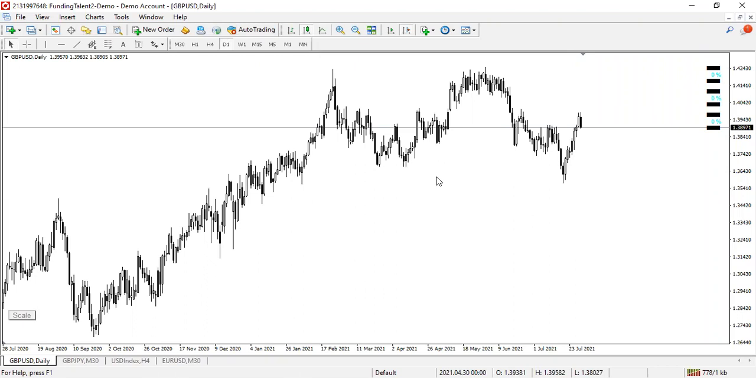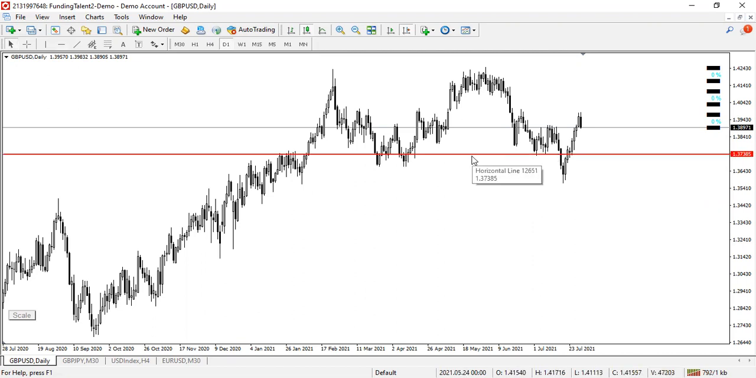Let me look at this carefully. What happened on Friday? On Friday, price pushed up beyond this zone. So that is clearly indicating that in the following week we are going to be in an uptrend. That is the first clue that I get. That is what the daily time frame is telling me.